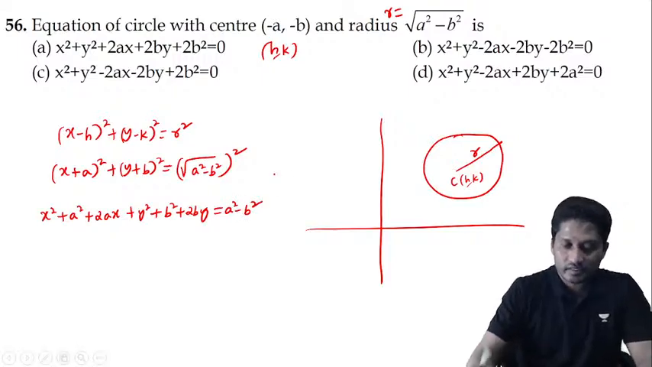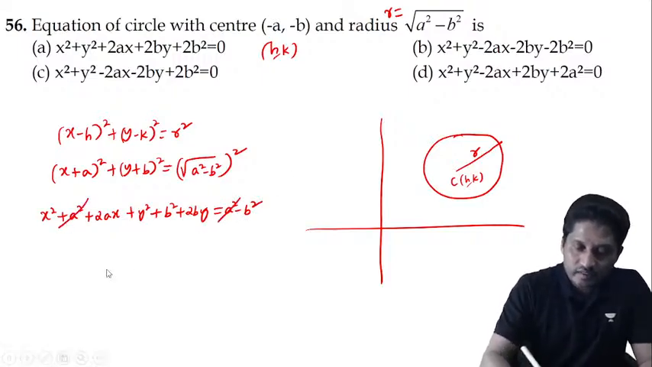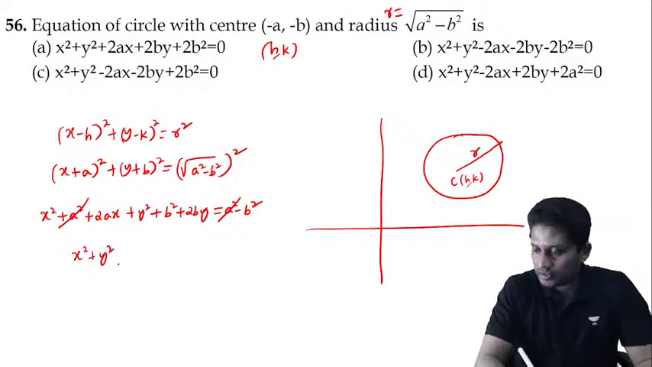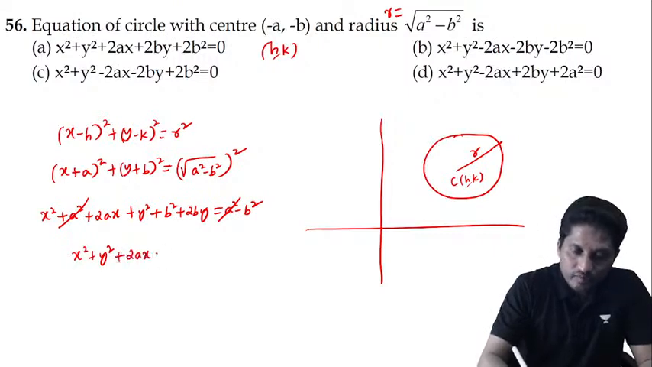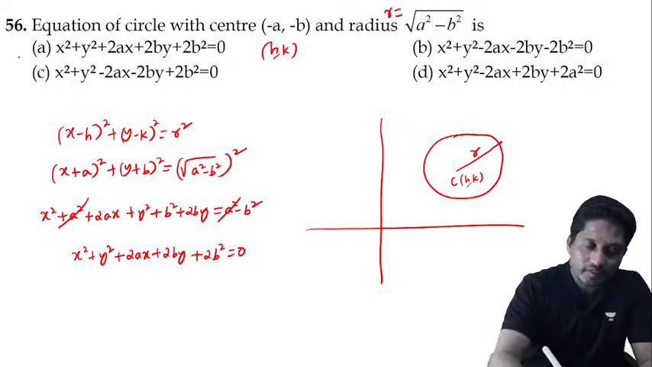Root and square cancels. So this a square will cancel. If you shift to the left side, you get x square plus y square plus 2ax plus 2by plus 2b square is equal to 0. That is the first option.